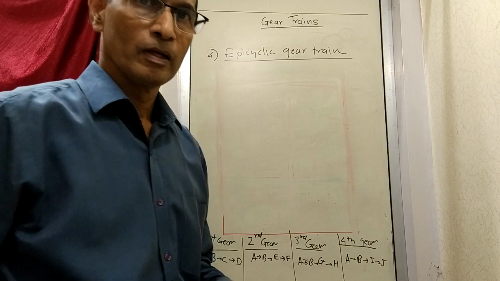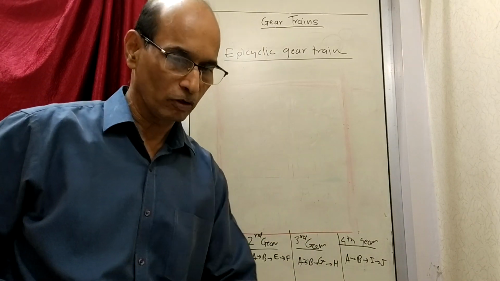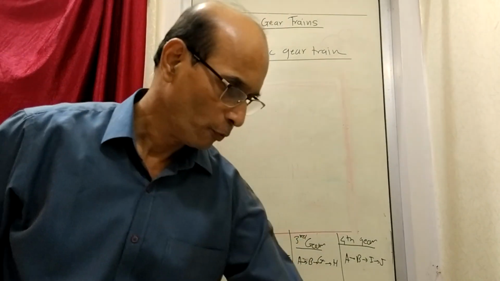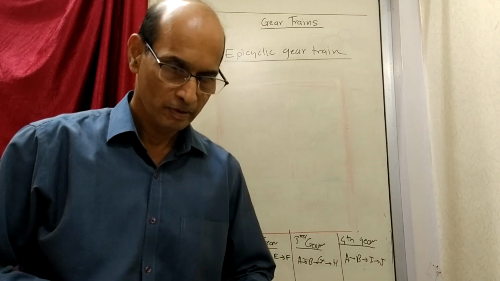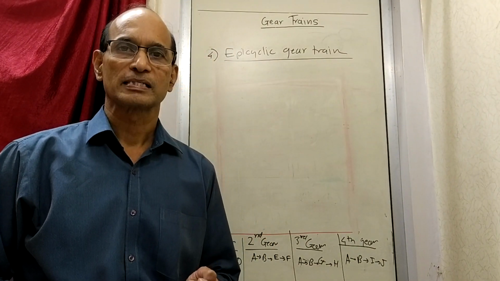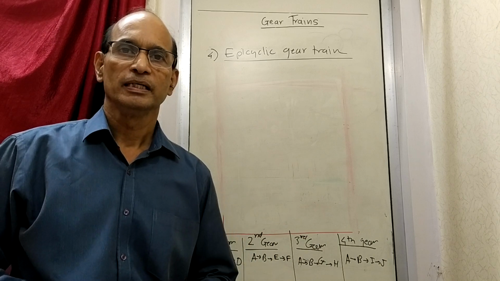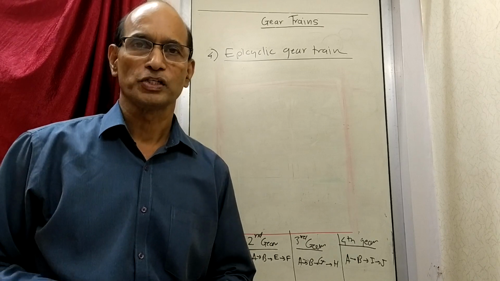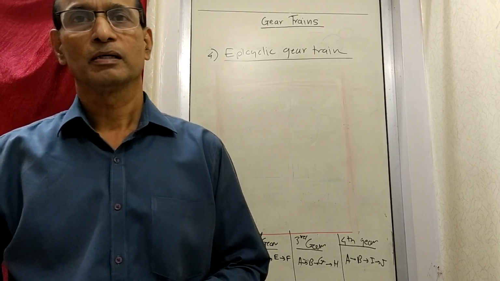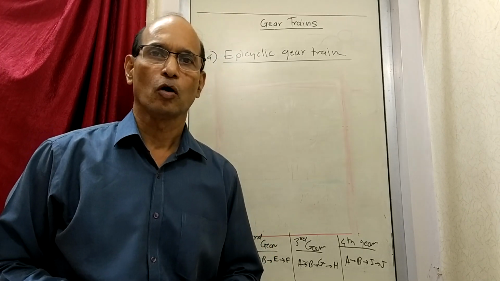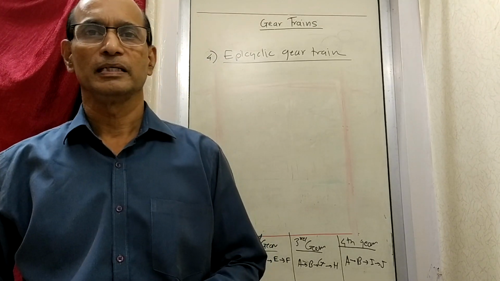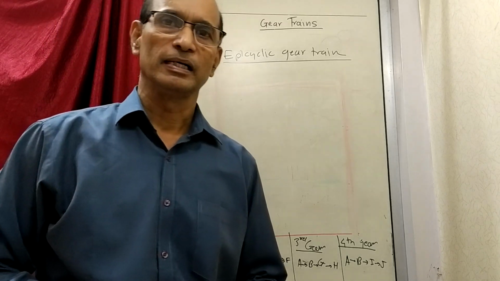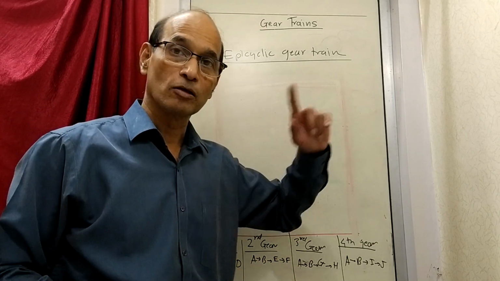Epicyclic gear train. Now this gear train is altogether different. Let us write down one or two lines about it. What is epicyclic gear train? When the axis of some of the gears in a gear train perform rotation, such a gear train is called an epicyclic gear train. That means here the axis is also going to perform rotation.